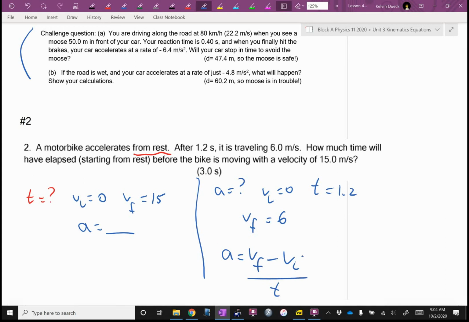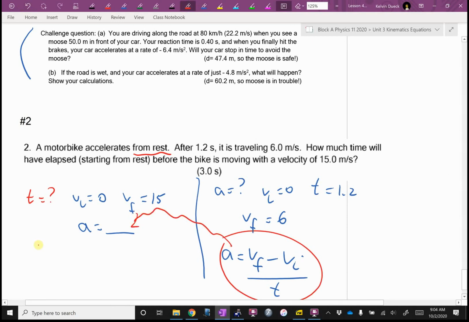And once I find this acceleration here, I can move it to here, and I can use VF equals VI plus AT and rewrite that one to solve for T. So this is a 2-step question. Okay? Don't panic. Don't start randomly guessing.